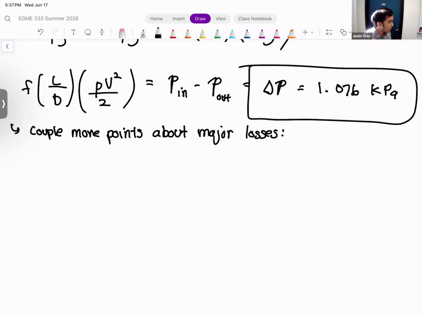For the most part, this Moody chart method is mostly used to compute pressure drops and friction factors for turbulent flow.